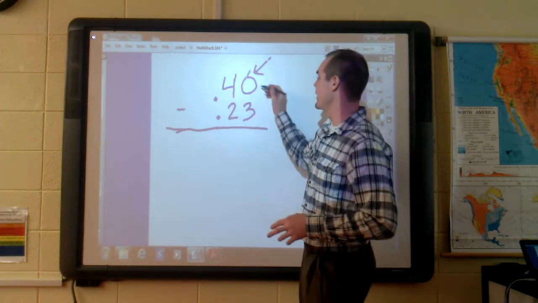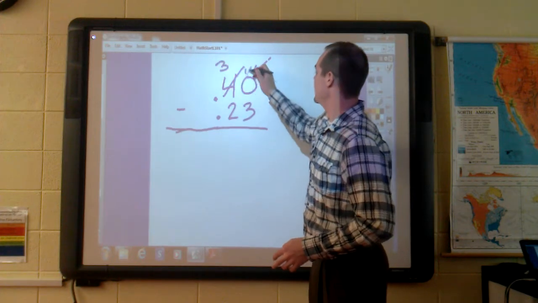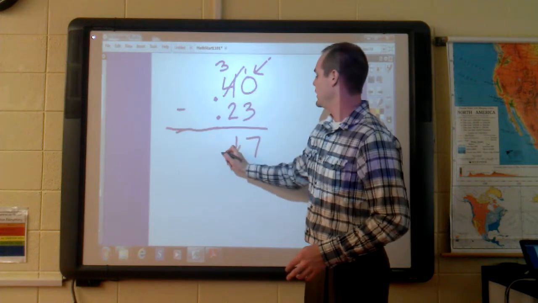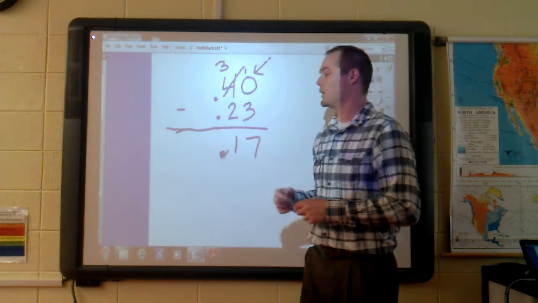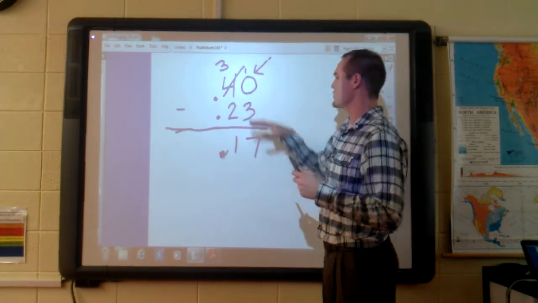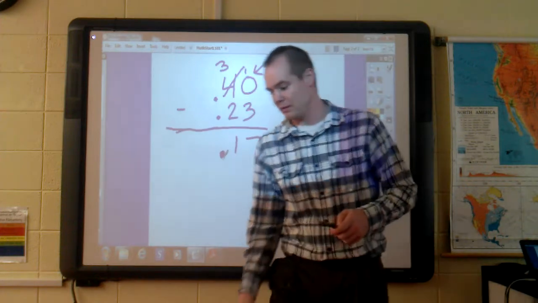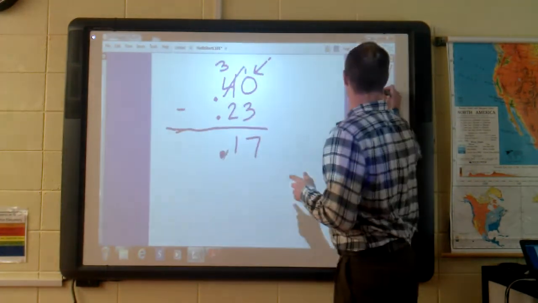Now that we have a value in the hundredths place, we can borrow and subtract. 10 minus 3 is 7. 3 minus 1 is 1. Our decimal point gets brought straight down. We have an answer of 17 hundredths. Understanding again that we went from 4 tenths to 40 hundredths before we subtracted. Now let's look at our example number 1.